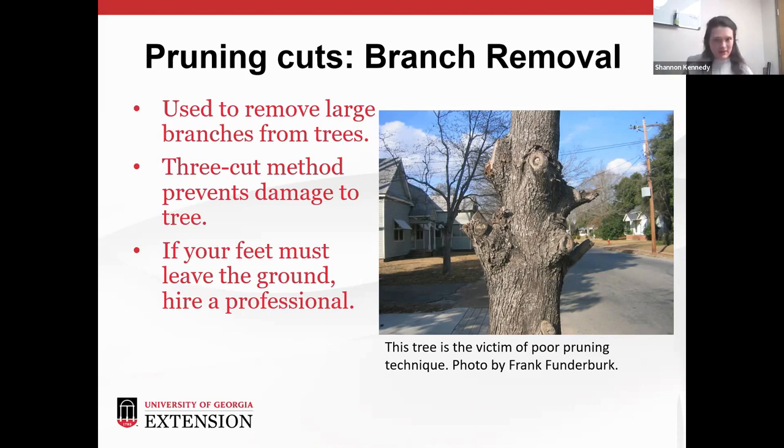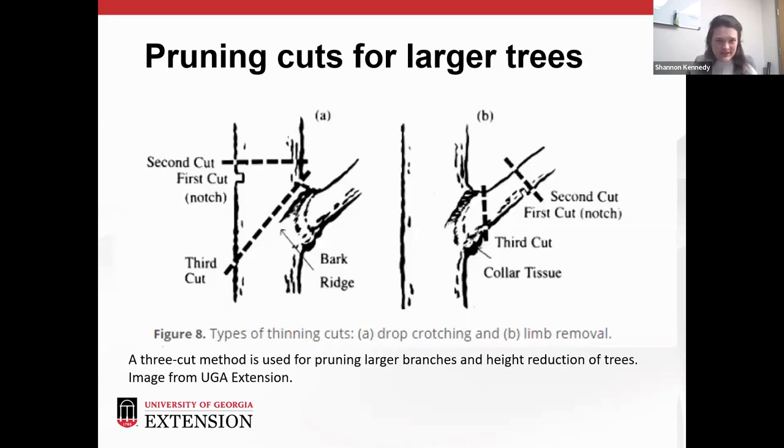And there is a method, it's called the 3-cut method. And this 3-cut method is utilized to make sure that you don't damage the tree as you are cutting it. And again, if it's a project that means you have to leave the ground and climb up a ladder, please hire a professional. We don't want anyone getting hurt because they're trying to do this themselves. So here are 2 examples. The first example is a method called drop crotching, and the second one is this 3-cut method.